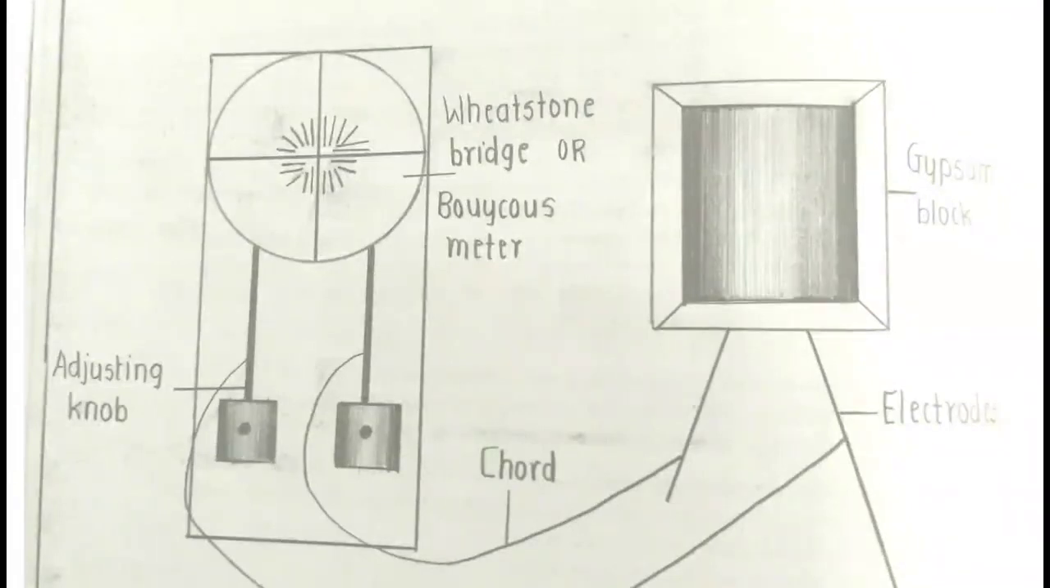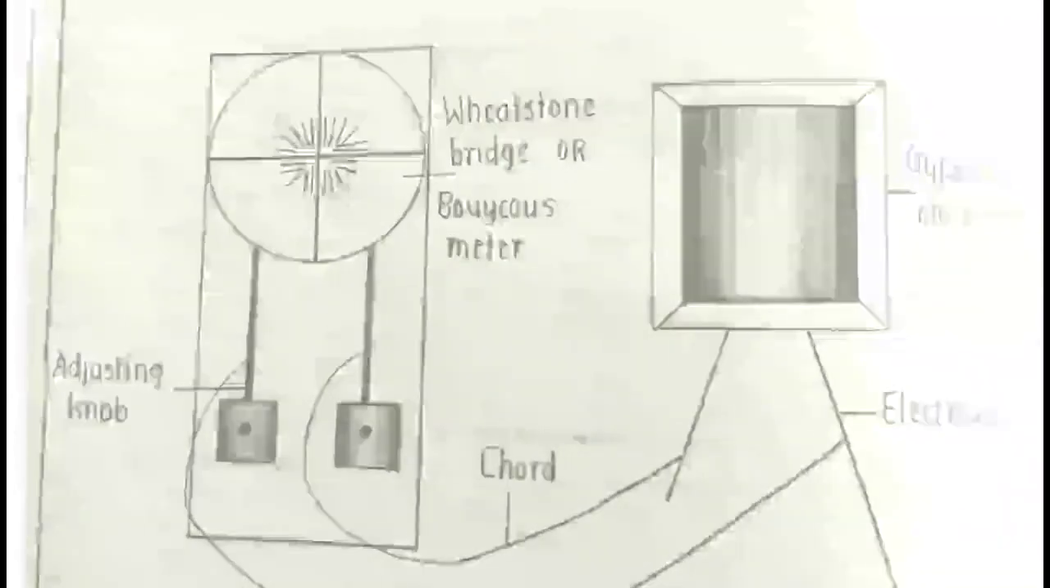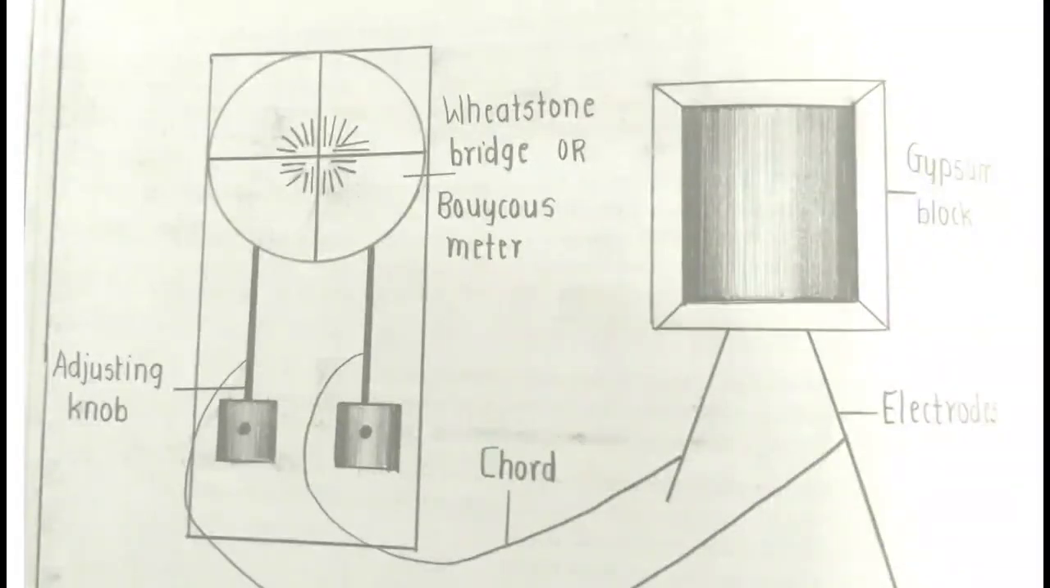What do we measure with the help of the Wheatstone bridge or Bouyoucos meter? With the help of the Wheatstone bridge, we can measure the resistance to the flow of electricity, that is capital R. It is difficult to measure the electrical conductivity in the soil when water is there, and therefore we use resistance, not conductivity.